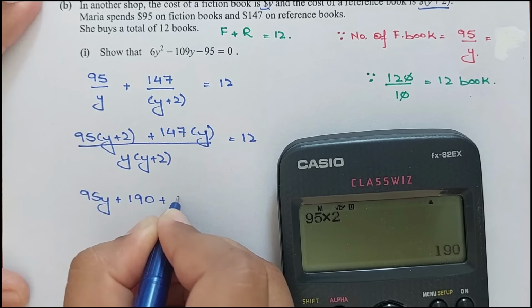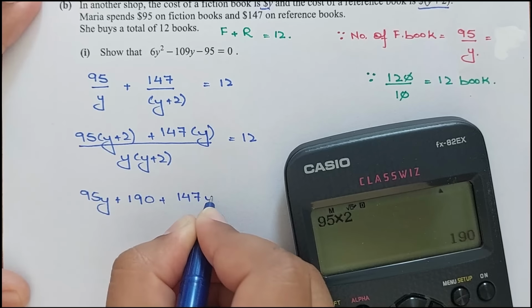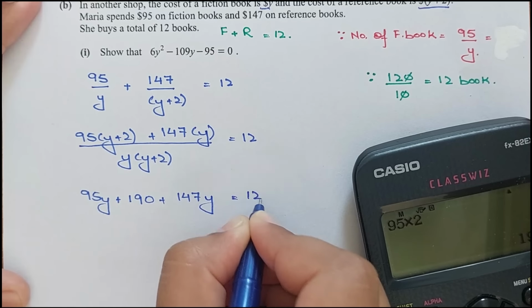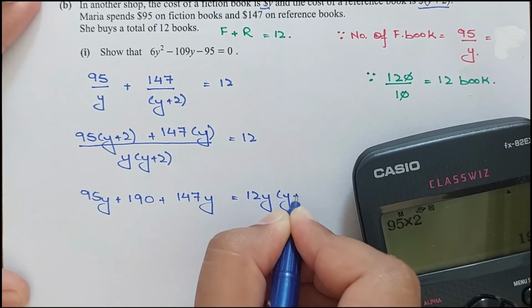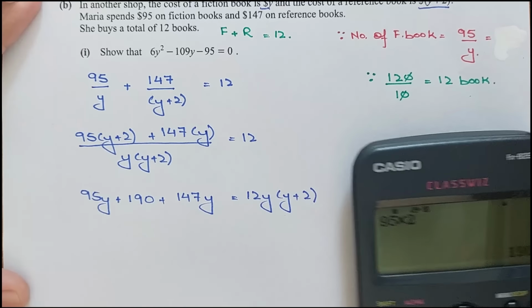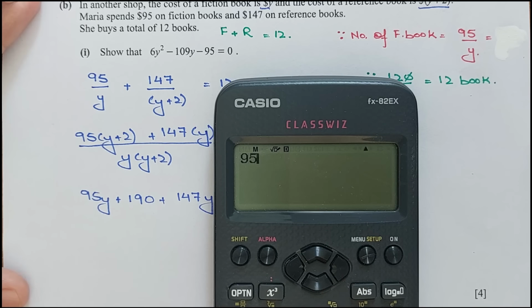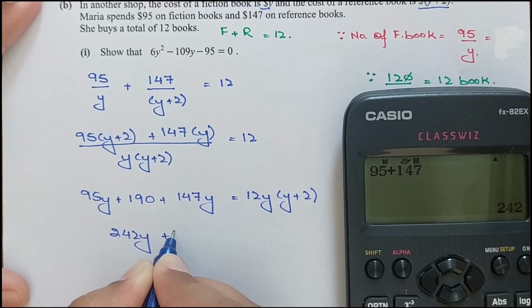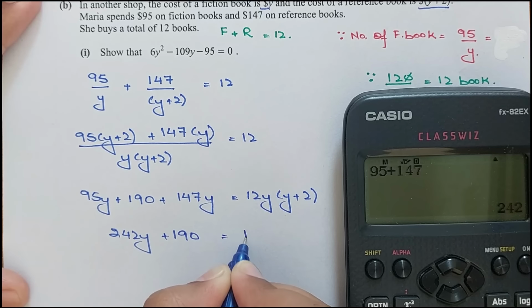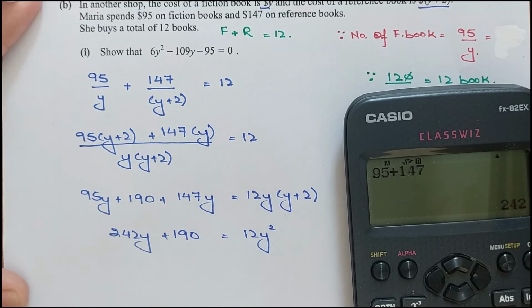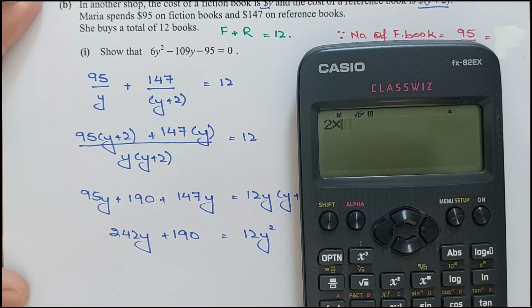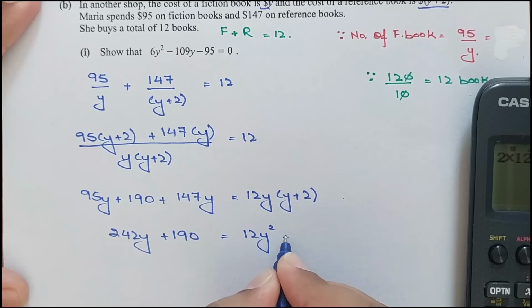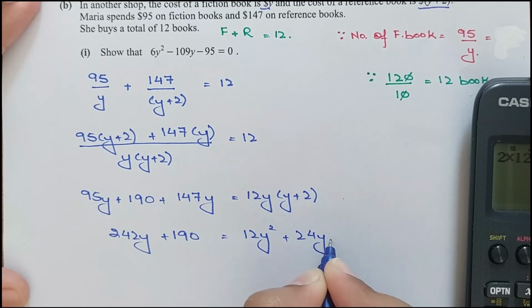190 plus 147Y equals 12Y into Y plus 2. So 95Y and 147Y, this is 242Y. 242Y plus 190 equals 12Y square, and 2 times 12 is 24, plus 24Y. Shifting all the terms to the right side, so this becomes 0 over here.